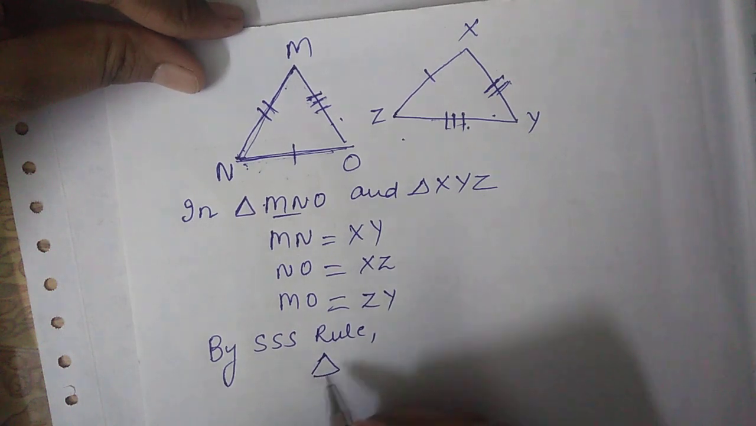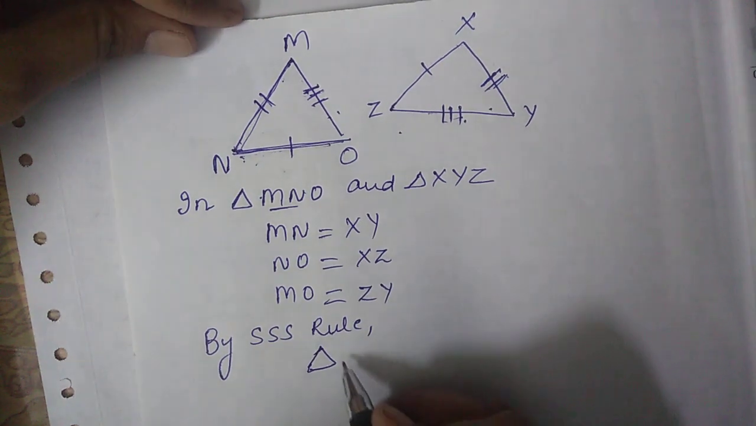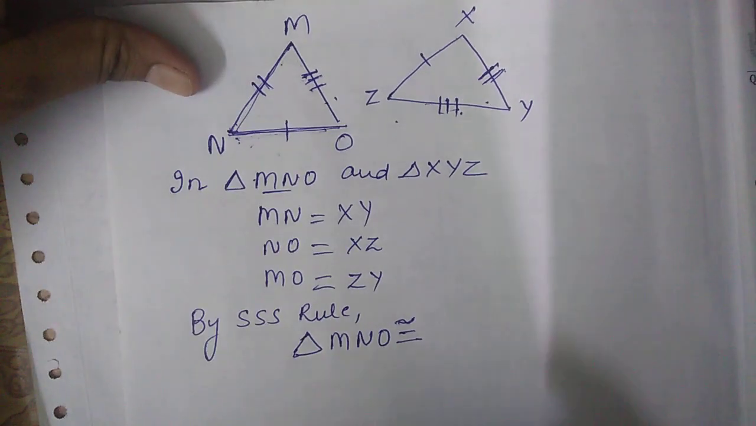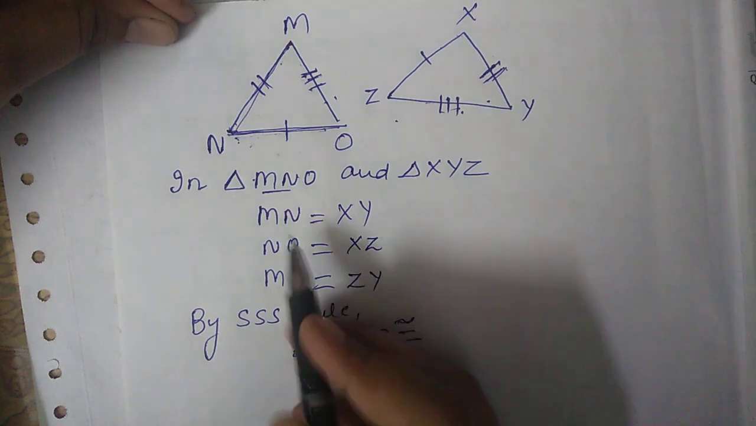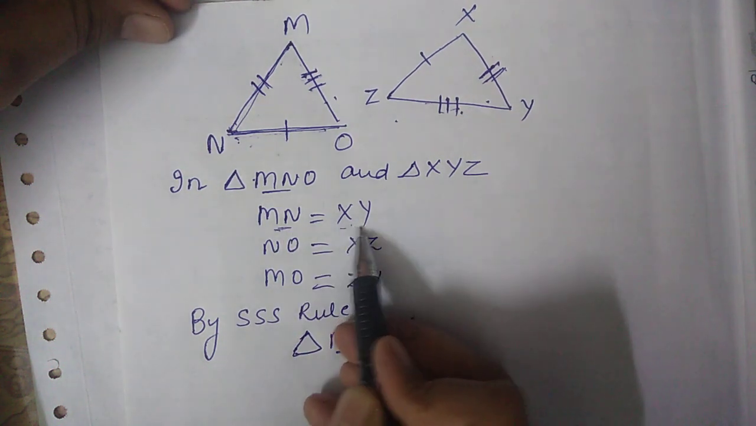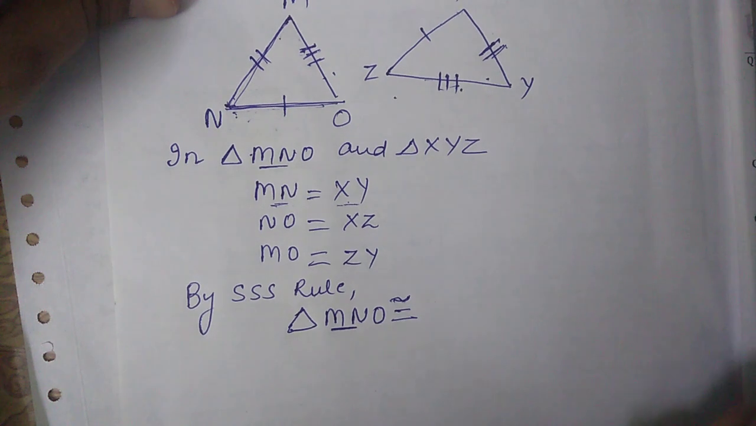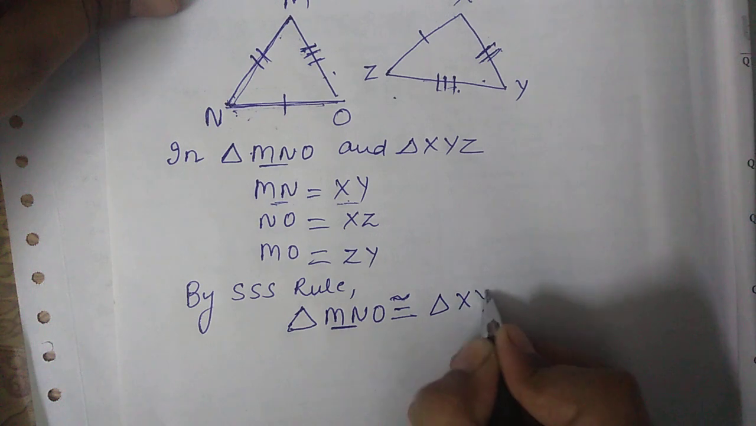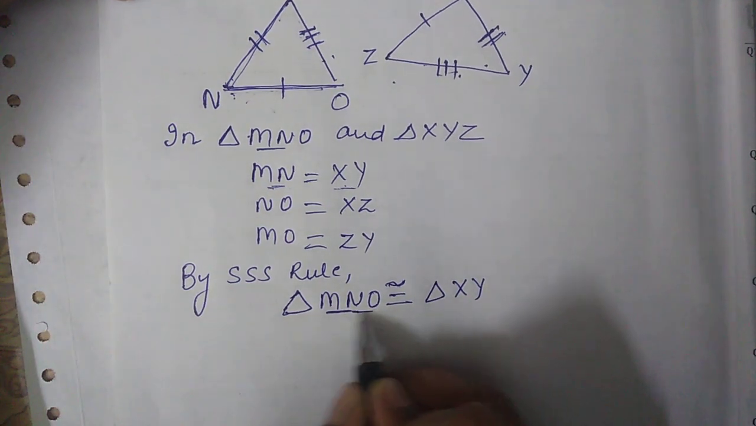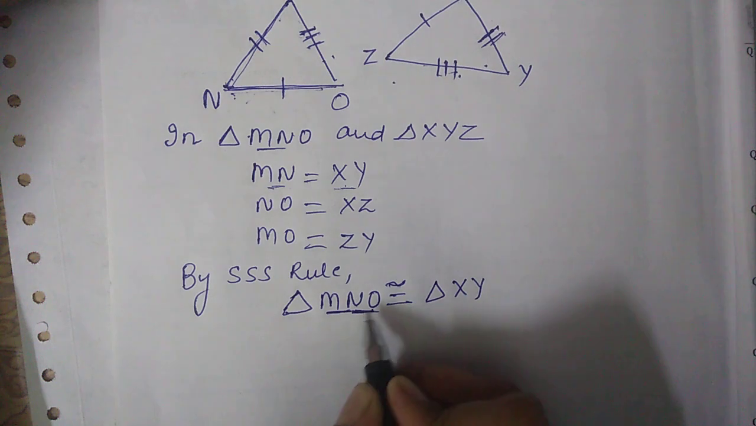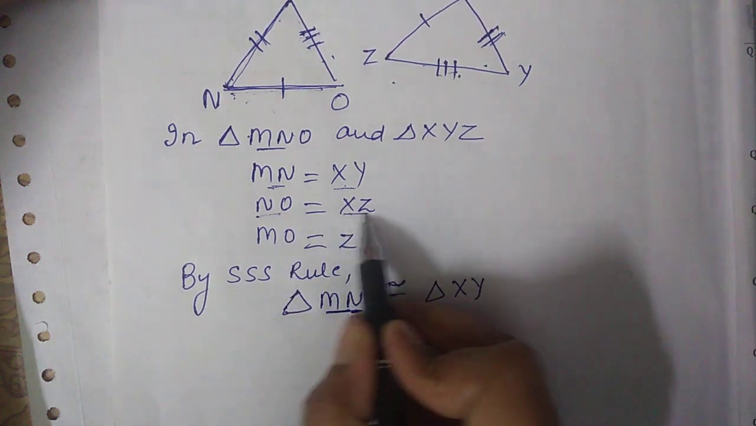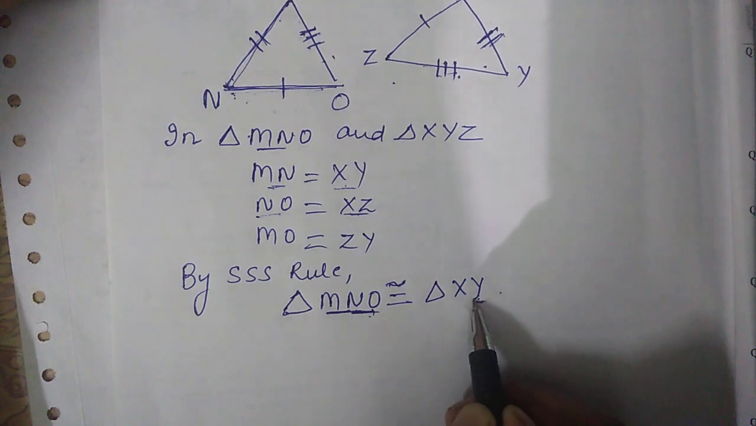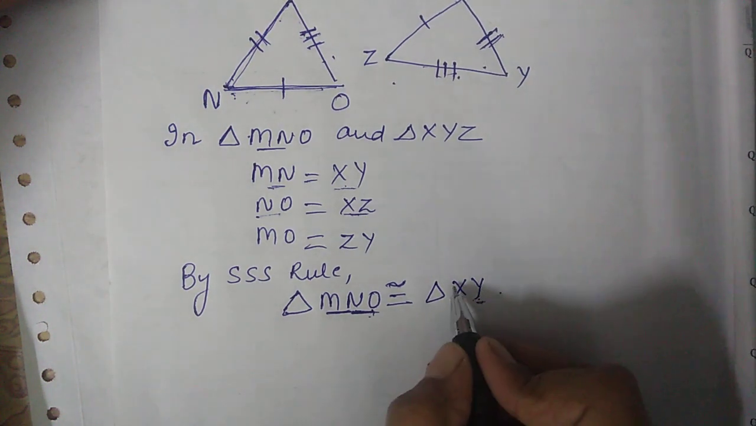So first write the name of the first triangle in any way. Let it be MNO. Then apply the sign congruent to. Now you have to observe MN is equal to which side? That is XY, or you can write YX also. So let it be XY. I will write XY at the first two positions. Then NO, or you can say ON. So NO is equal to XZ. But here it is Y. I need X and Z, but X is at first position, so I will replace it.